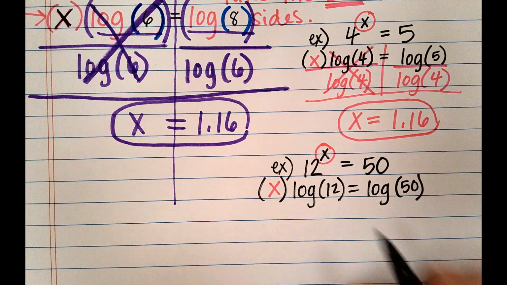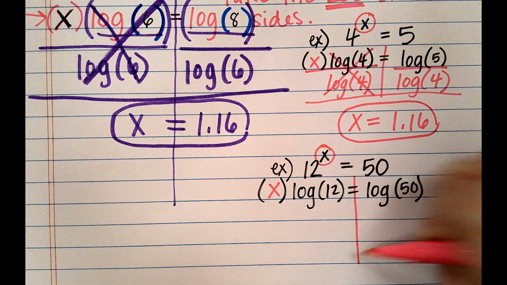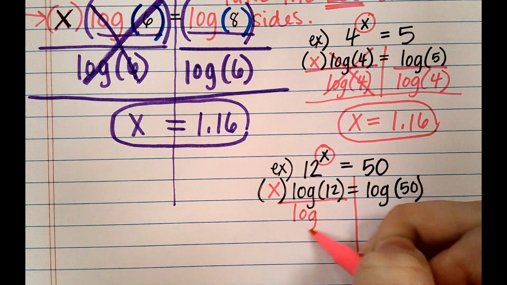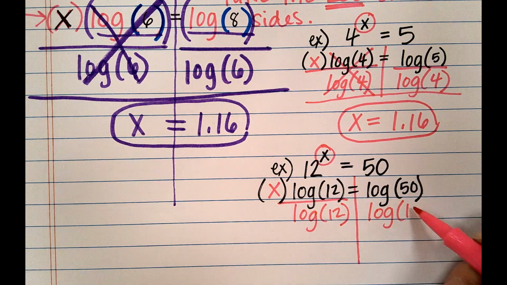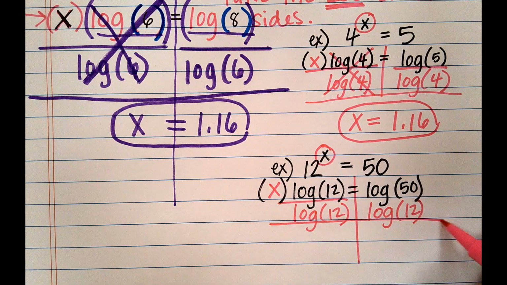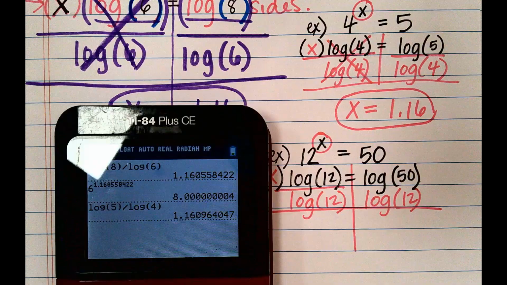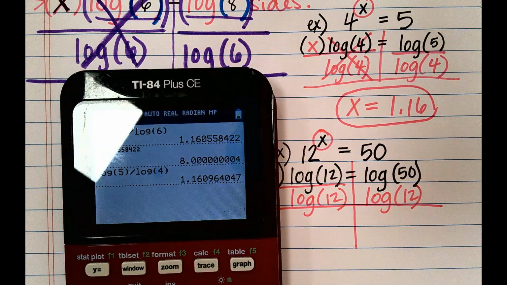And then, Diane, divide what? Divide by log of 12. Good. Hopefully we get a different number than 1.16. Let's see. It's close? It's 1.something.